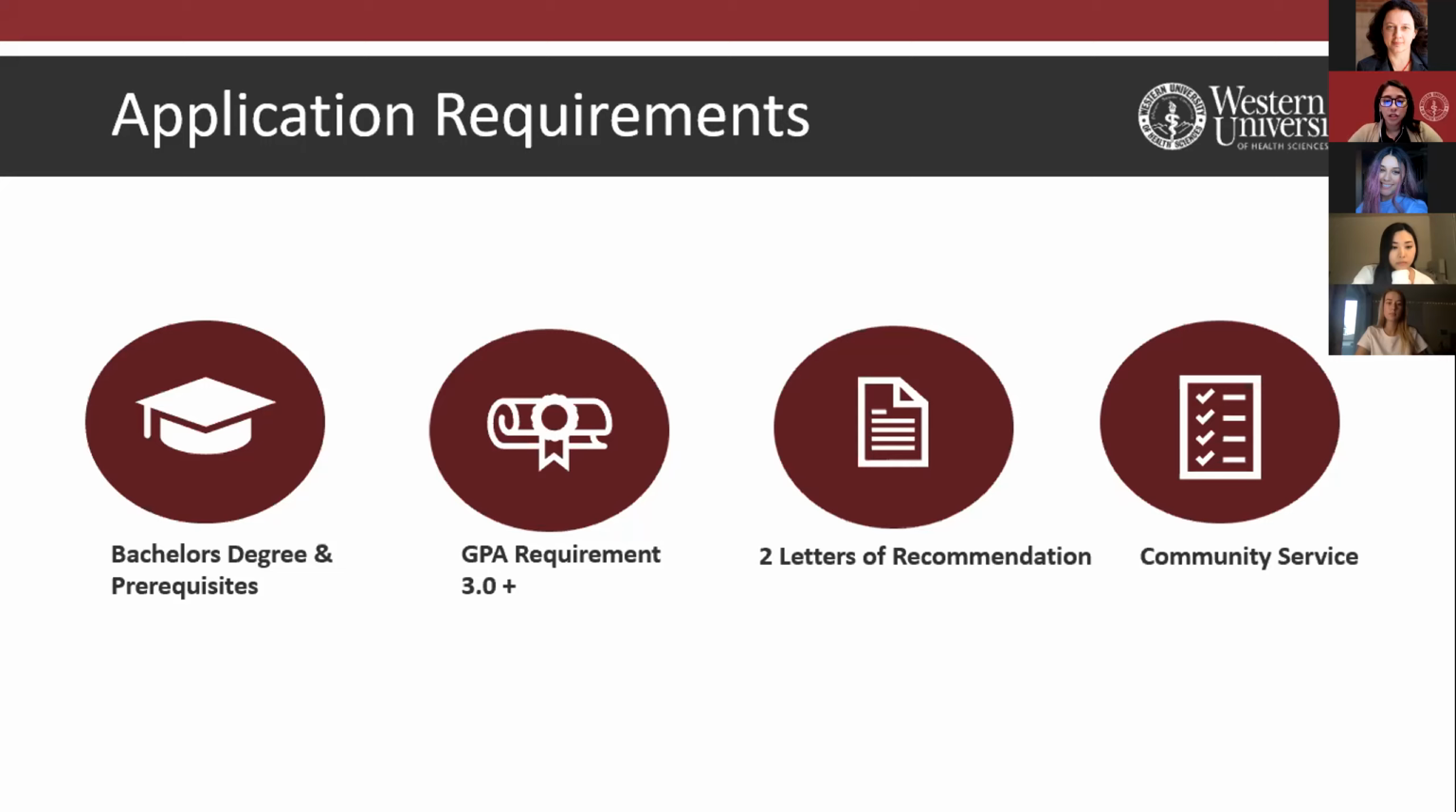Two letters of recommendation. It can be from a PA, a supervisor, somebody you've either worked with or shadowed, or it could be a science professor. So those are a little bit of an idea of who you want to get a letter of recommendation from. And definitely know who you're asking, somebody that you've built a relationship with, or a mentor.